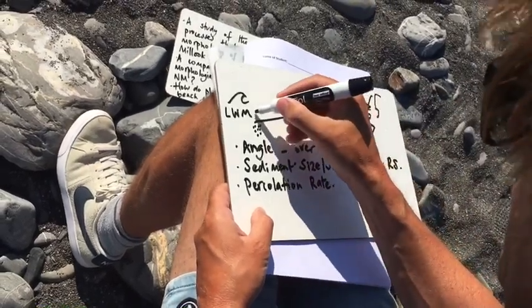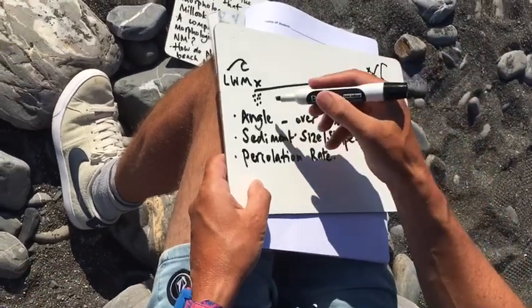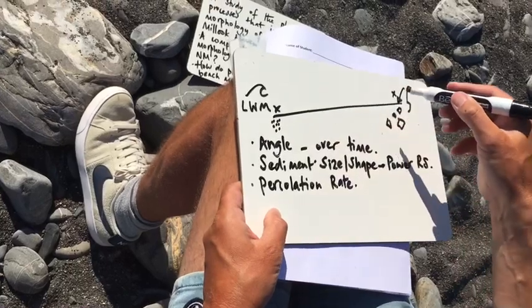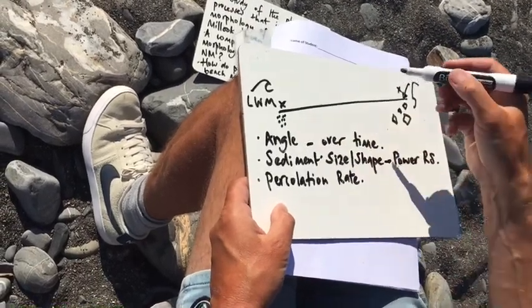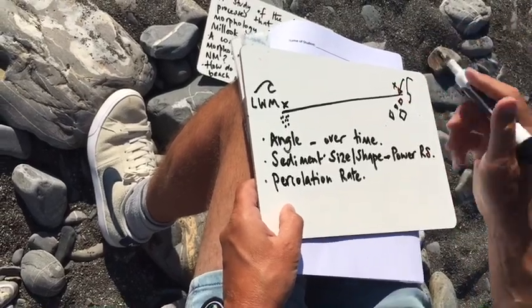You do that at the low water mark, then it stages all the way up to the back of the beach. So you do the angle every break of slope, we'll talk about that in a minute. You do the sediment every break of slope, every time it changes shape basically. And we do the percolation rate, which is collecting water and timing how fast the water moves.